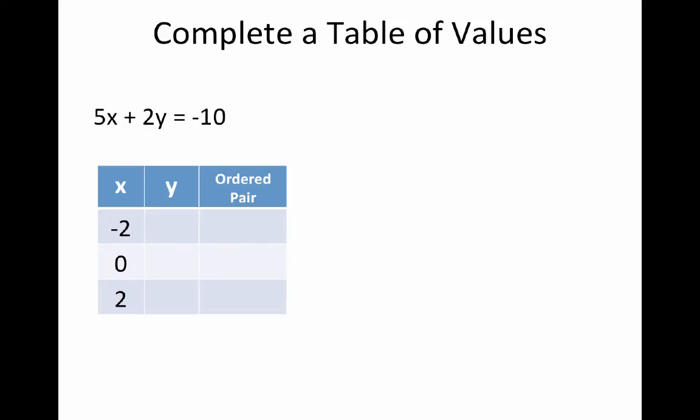Here's another equation, 5x plus 2y is equal to -10. In this table, you're given x values. Go ahead and pause the video and calculate the y values. When x is -2, you'll have 5 times -2 plus 2y is equal to -10. Solve for y. Y is equal to 0. So you have the ordered pair, x is -2, y is 0.